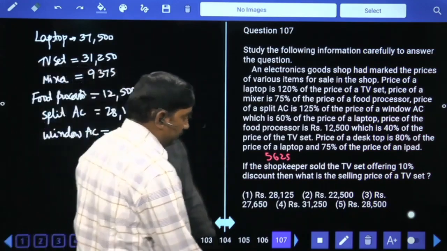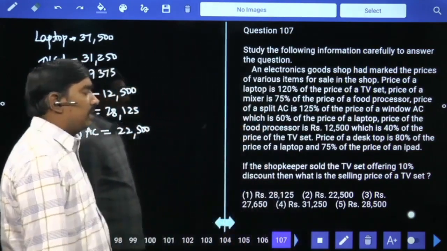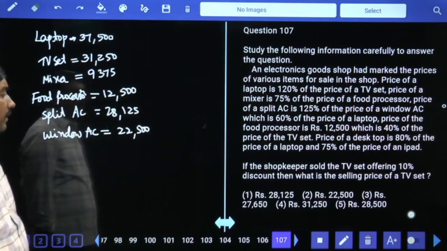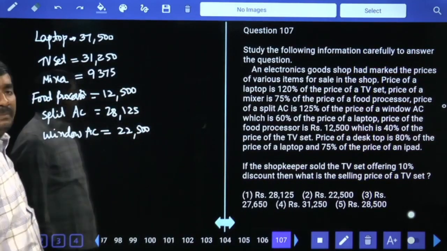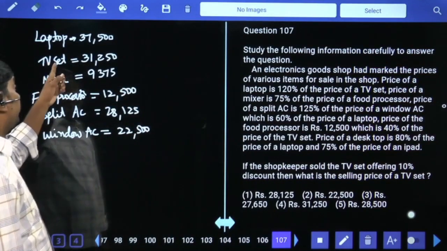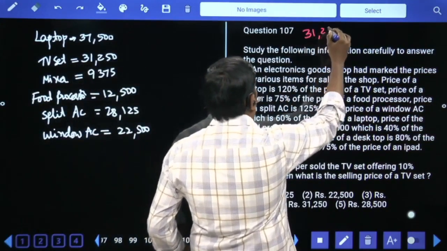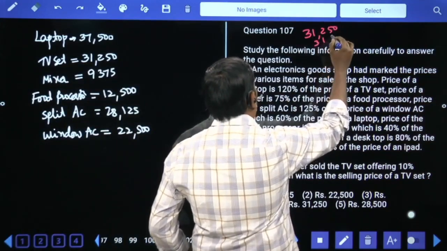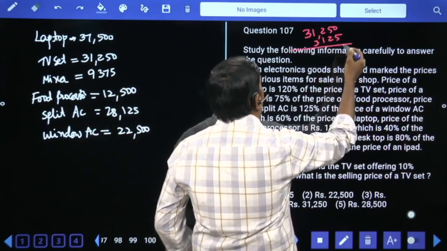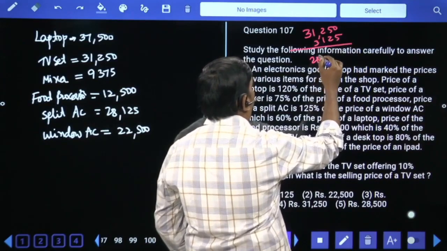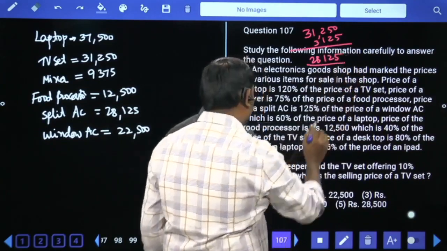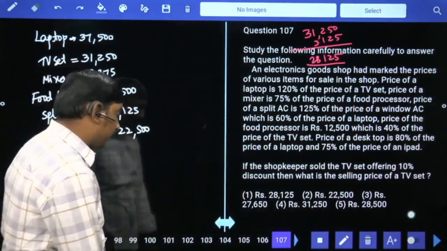These are the prices. First one. If the shopkeeper sold the TV set offering a 10% discount, what is the selling price of the TV set? The TV set is 31,250. A 10% discount means 3,125 rupees discount. 31,250 minus 3,125 is 28,125 rupees. The selling price is 28,125 rupees.